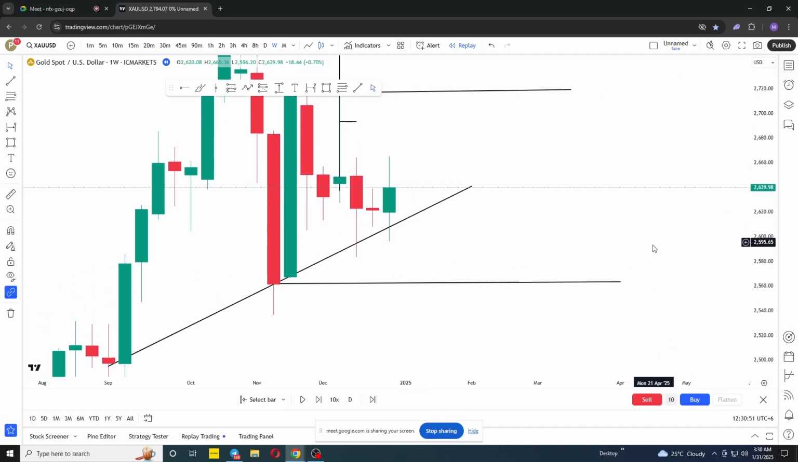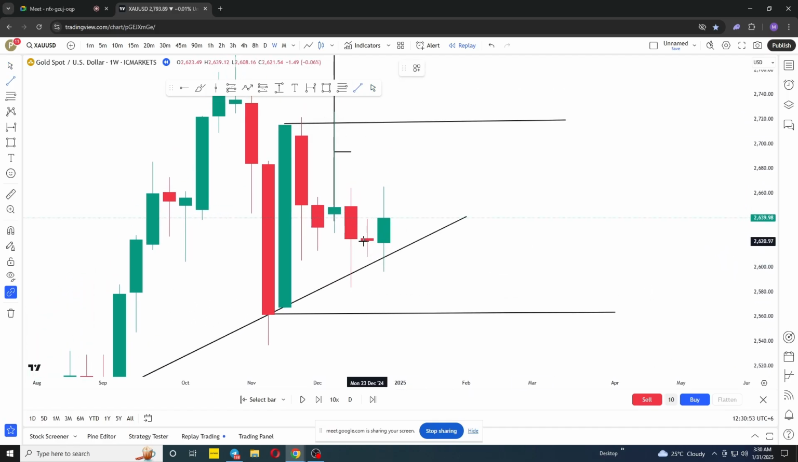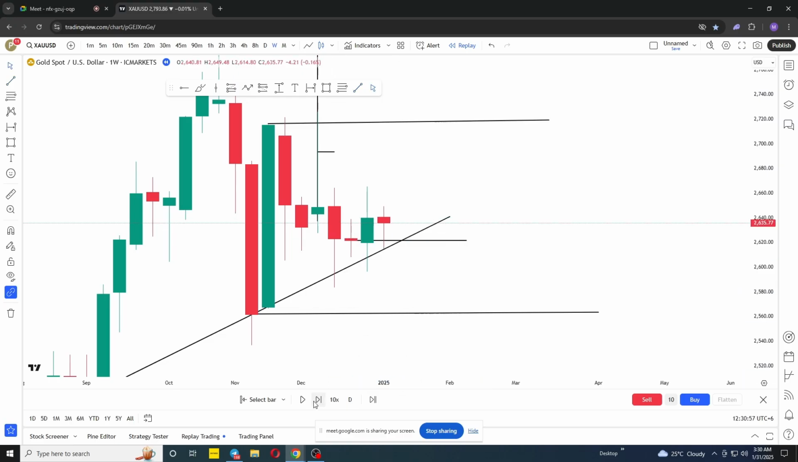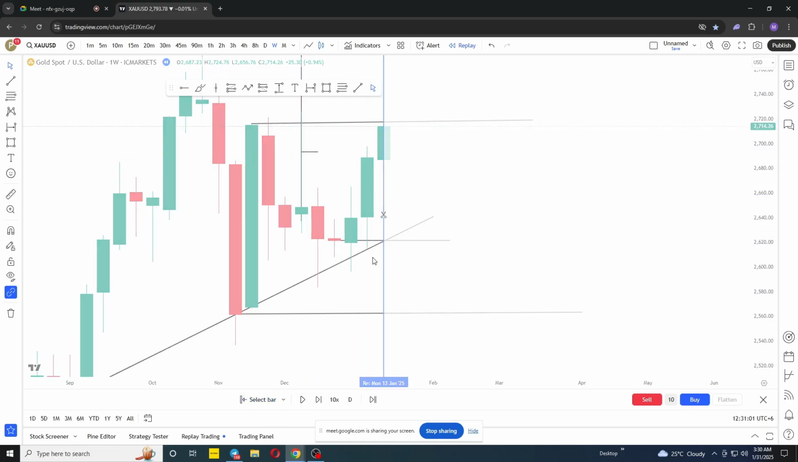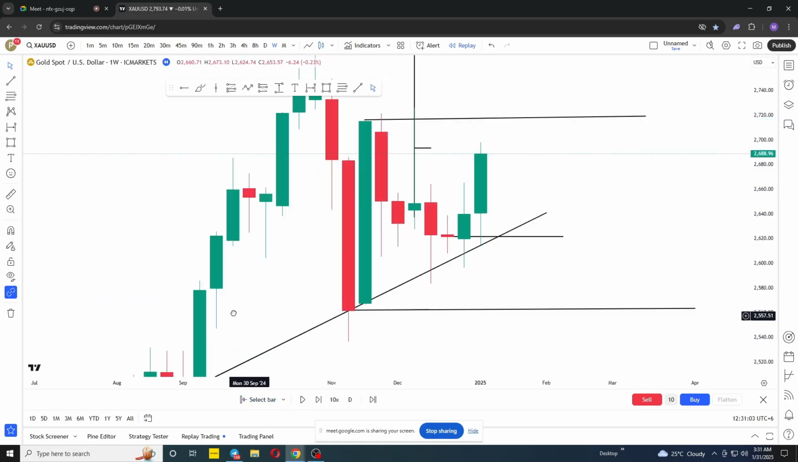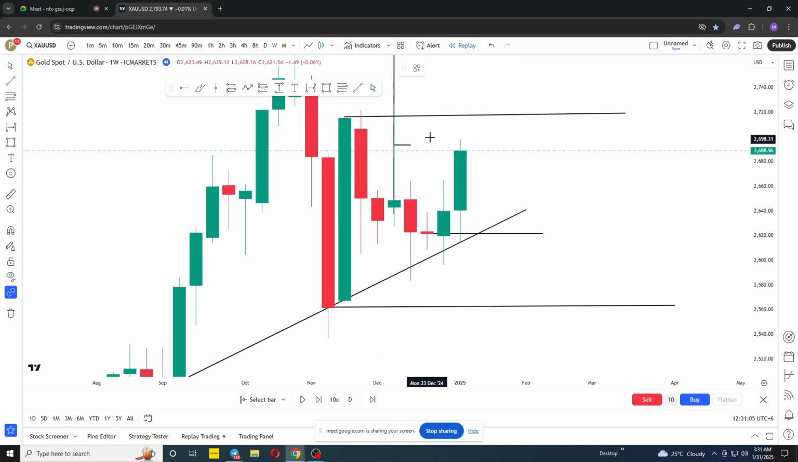Got it? Right. So we have a V level. What we need now is a rejection from the V level. So I hope we got our rejection candle on here, right? Simple. We got our rejection candle on here. This one, we go to here, go to H4.